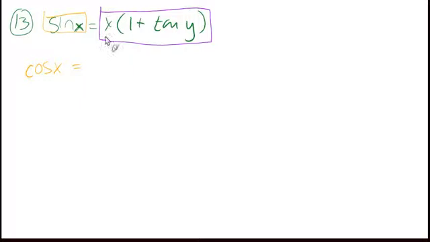But first, we have to take the derivative of this big thing. It's a function times a function, so we're going to use the product rule. So the derivative of x is just 1, and then multiply that by 1 plus tangent y. And then add on to that the function here times the derivative of this.